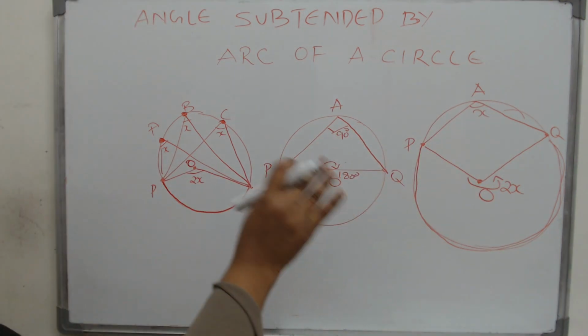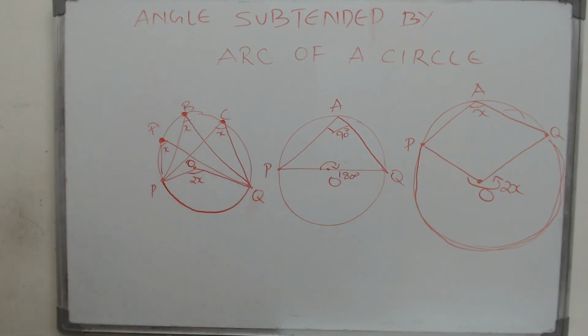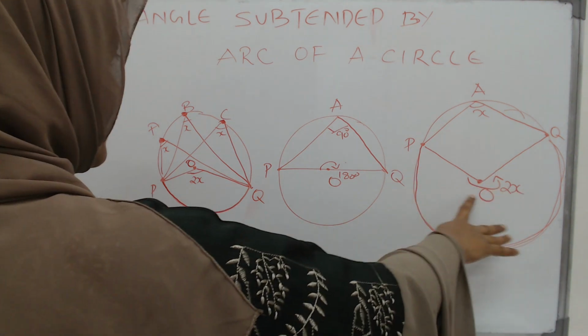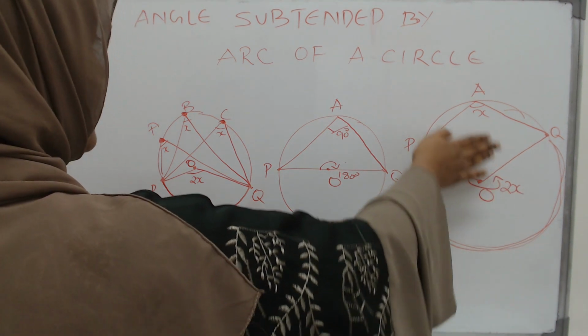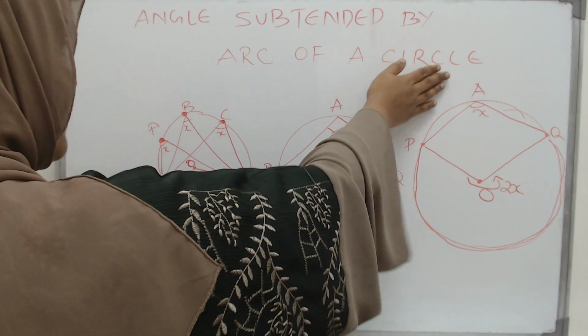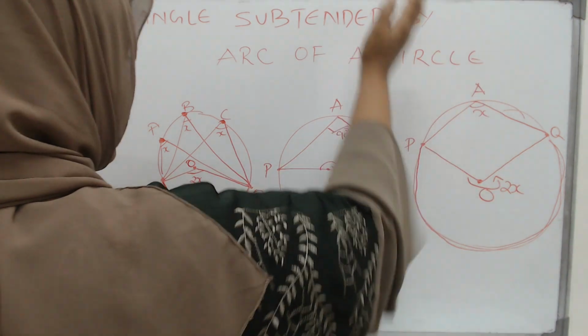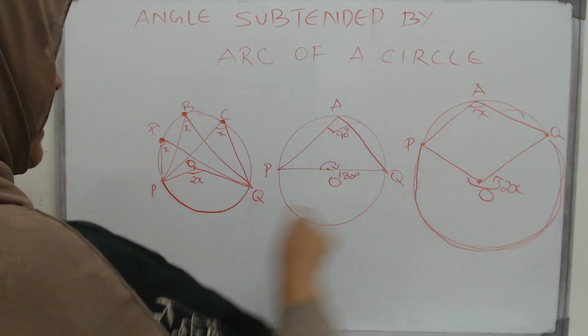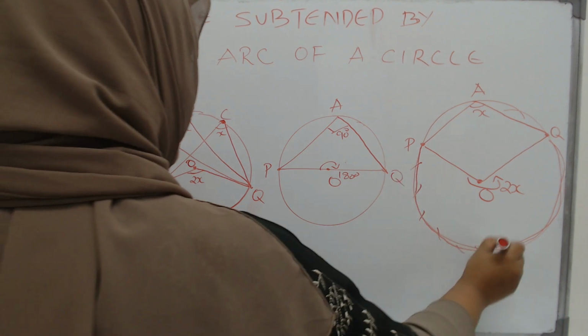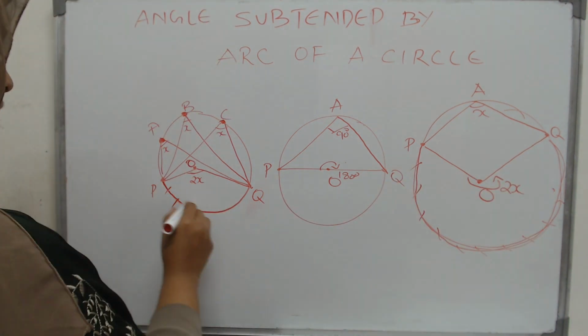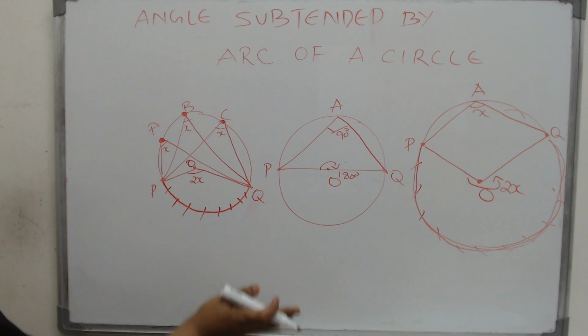But the rule still remains the same. The angle formed at the center will be 2 times the angle formed at any other point. Remember only here. Don't come into the arc area. This is your major arc. Do not consider this. Similarly, your minor arc is this. All of them will be formed at the other side.